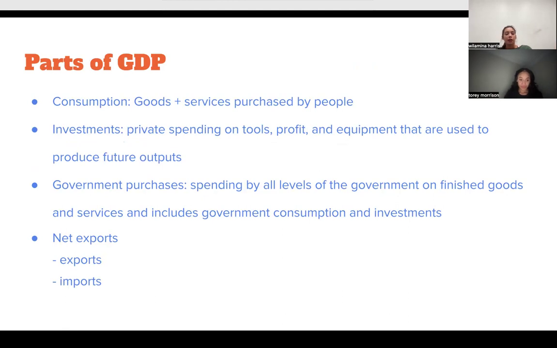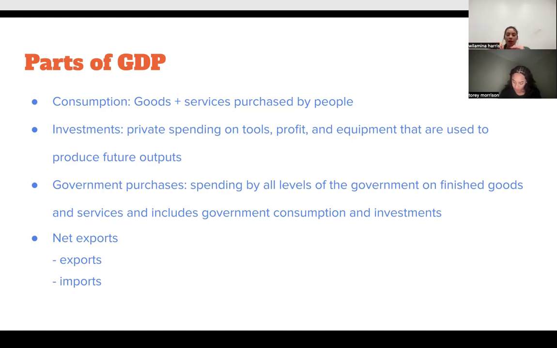So consumption is goods and services purchased by people, like consumers. Investments are private spending on tools, so things like warehouses, factories, equipment, like different machines that you might need. And all investments are used to produce future outputs. So they're used to produce future goods that are going into GDP as well.